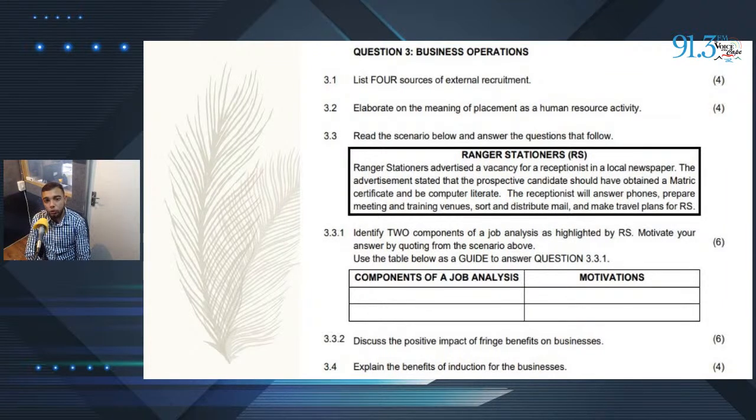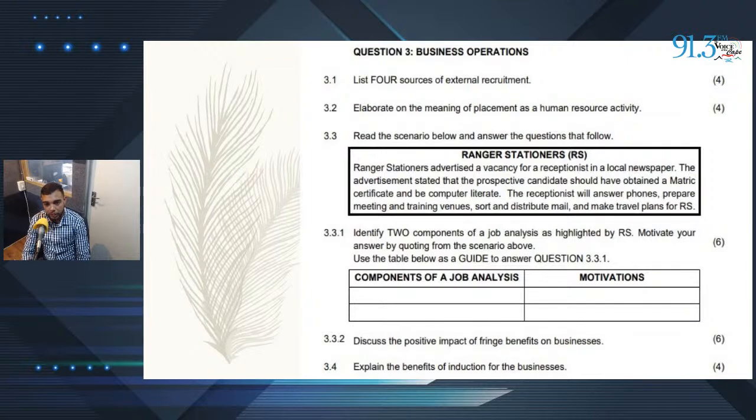3.1, identify 2 components of job analysis. So, what are the 2 components? Whenever you hear job analysis, do know it is job specification and job description. So, what is job specification? We are now looking at the specifics or the qualifications, and job description is now describing the job. So, there we have named the 2 components.